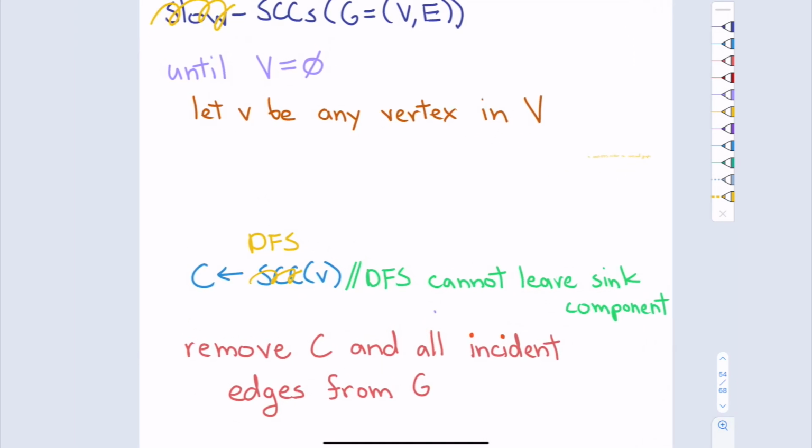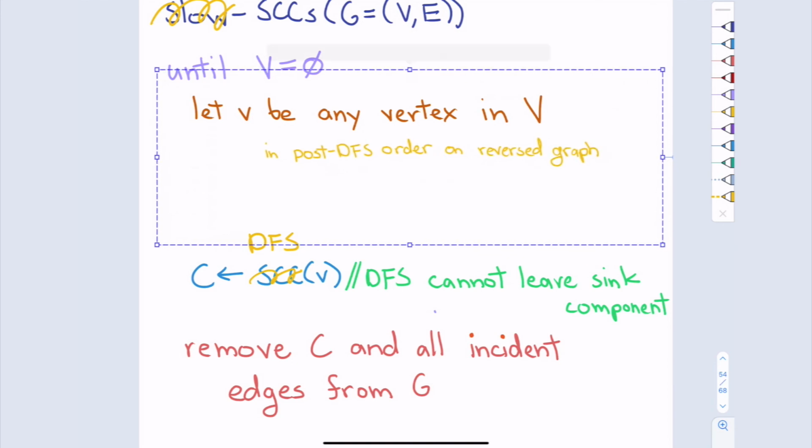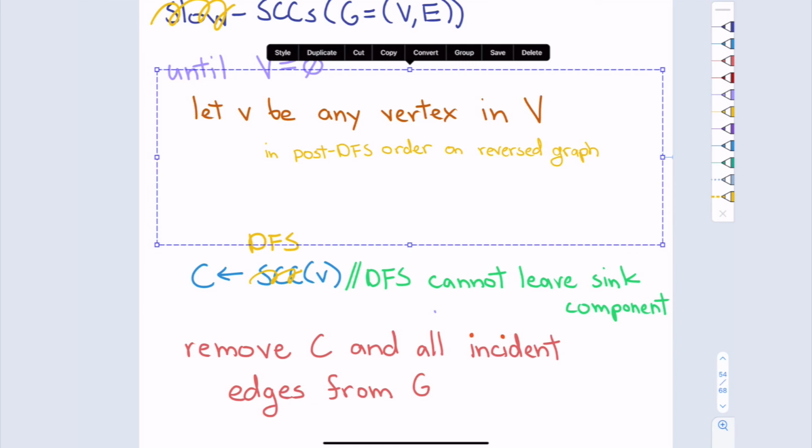Okay. So the only difference is we're going to run post-DFS on the reverse graph first, and I'm going to pick out those vertices in order of that post-DFS on the reverse graph. That first vertex is going to be in a sink component. I do DFS, rip it out. The next vertex left, that again will be in a sink component remaining, just by thinking about what post-DFS is doing. Run DFS, rip it out.